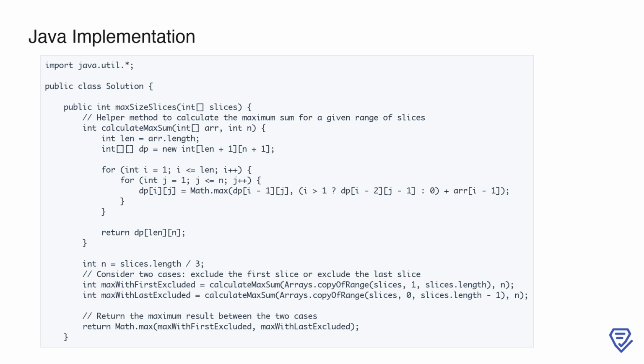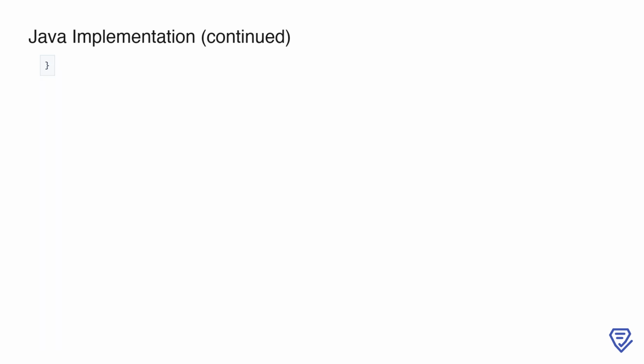For each slice, we have two options: either exclude it and inherit the previous maximum sum, or include it, which adds its value to the best result from two positions prior, since consecutive slices cannot be picked. Once the table is filled, the maximum sum is stored in dp[len][n].